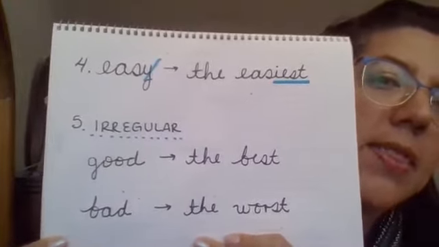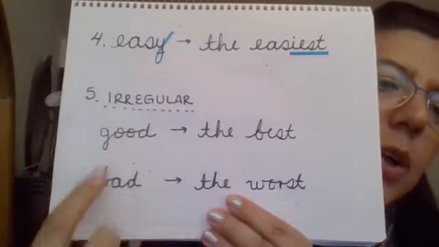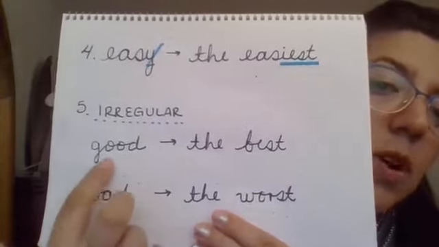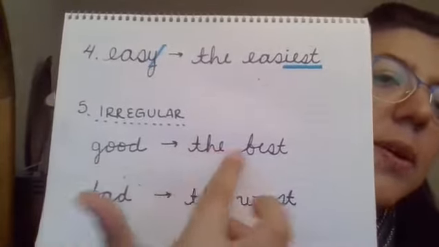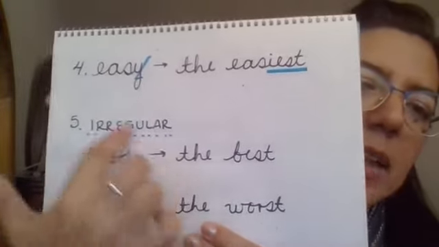And the fifth type of adjective, again, is going to be an irregular adjective. The two most common adjectives are good and bad. They are irregular, and we have a form for each of them. The superlative form of good is the best. Okay? The superlative form of bad is the worst. The best, the worst. This is a new word. As you can see, you don't follow rules. That is why they are called irregular.